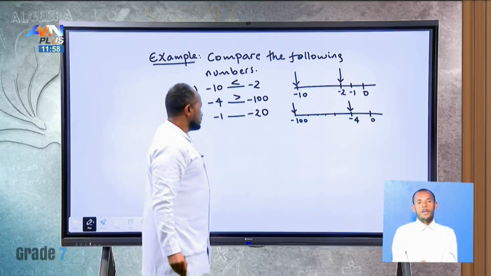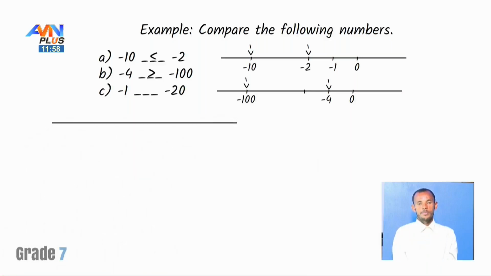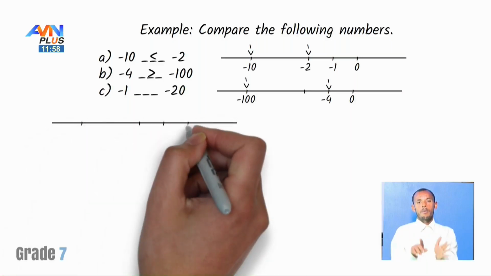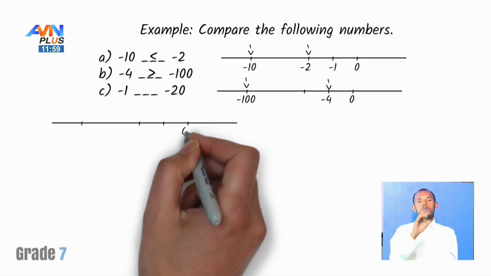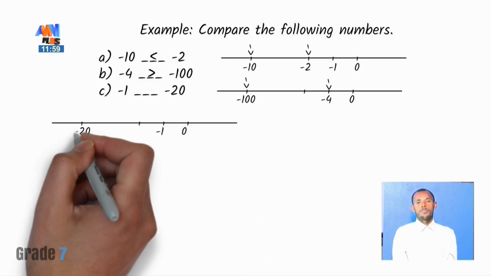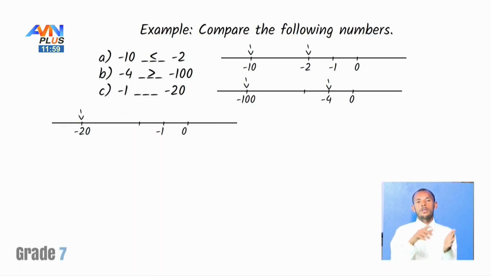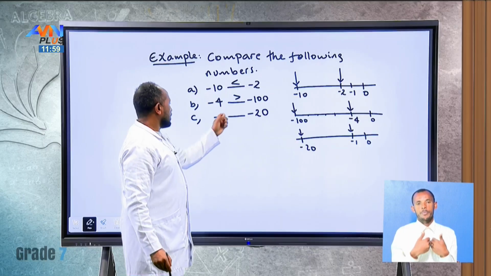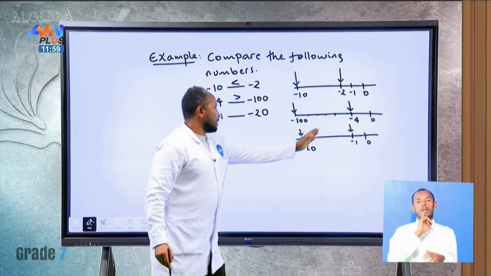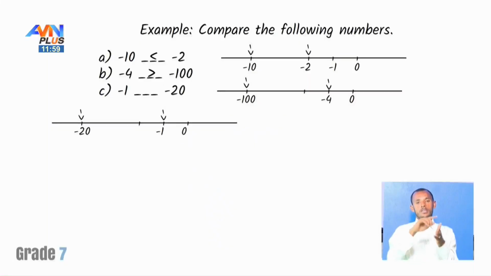Let's see these two numbers. Minus 1. We have 0 here, minus 1, and so on. You may arrive at minus 20 here. Therefore, the location of minus 20 is here. The location of minus 1 is here. So minus 1 is to the right of minus 20. So minus 1 is bigger. So this will be the answer.